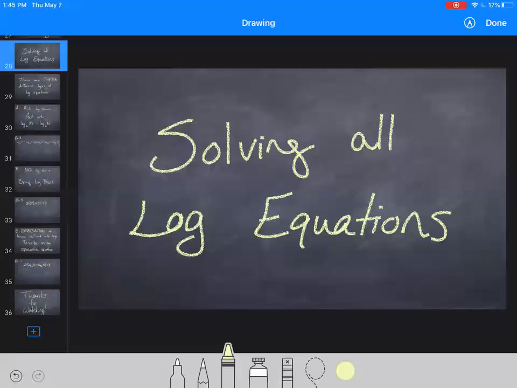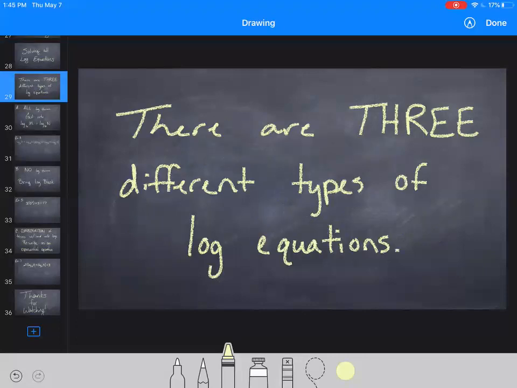Today we're going to be solving all different types of log equations. I'm going to show you the 3 different types that we'll be working with, and I'm going to show you how to recognize each different type. There are 3 different types of log equations.